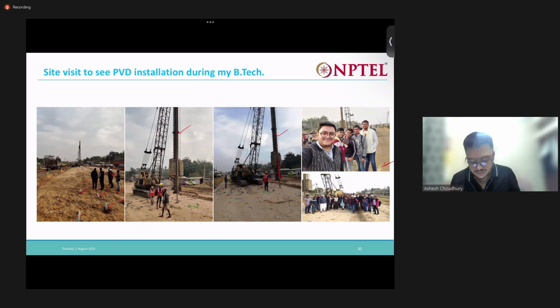Now it is completely constructed, traffic is moving there, and construction is complete. This picture is from, I think, 2019. Here this is the foundation. The PVDs were installed, and they accelerated the consolidation process of this foundation layer. After the consolidation was over, the approach with reinforced earth structure was constructed above this foundation layer.